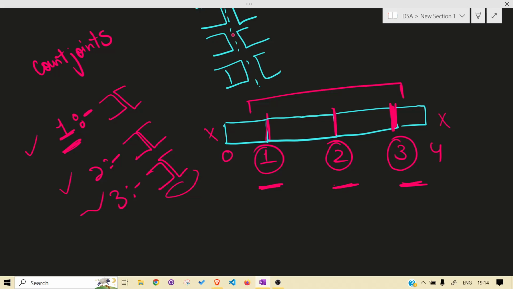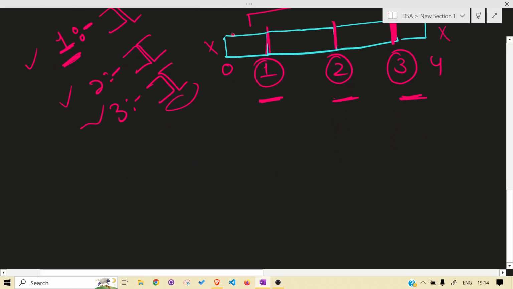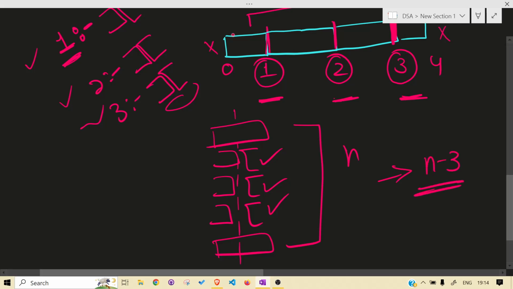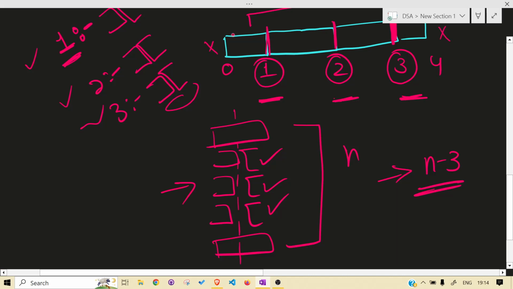Because how? Let me draw it again. If the maximum number of joints are crossed like this, and we have n rows, how many bricks did we cross? n minus 3 in this particular case. Isn't it?